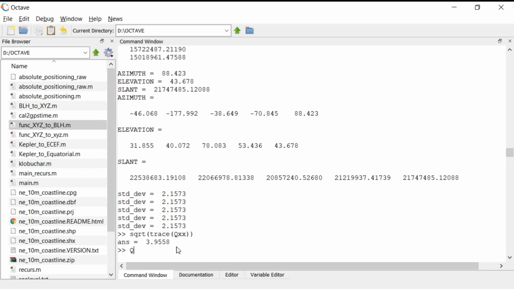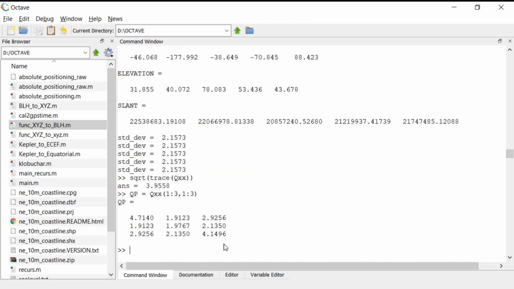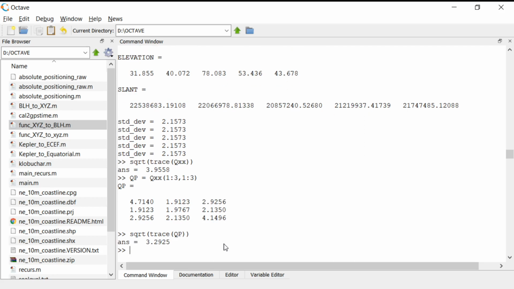Now let's define a QP matrix, the first 3 elements, or the 3 by 3 submatrix, of the QXX matrix. In this way, we can again compute the trace and then take the square root. This corresponds to the positional dilution of precision, and this number was 1.4 previously, but now we get 3.3.